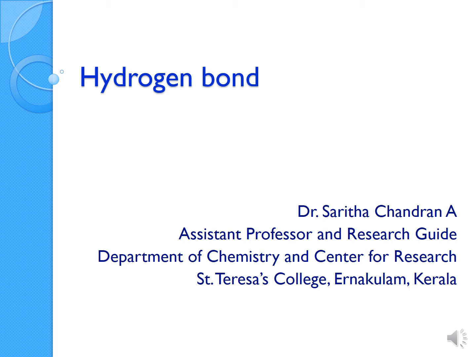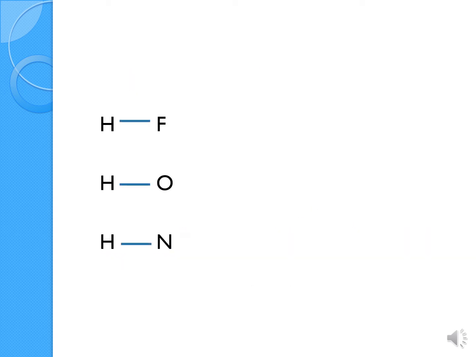Hello everyone. Today we will study about hydrogen bond. Let's consider some examples. Let's consider a hydrogen fluoride molecule and also two different bonds, an HO bond and an HN bond. Now in this HF molecule, we know that fluorine is more electronegative than hydrogen.